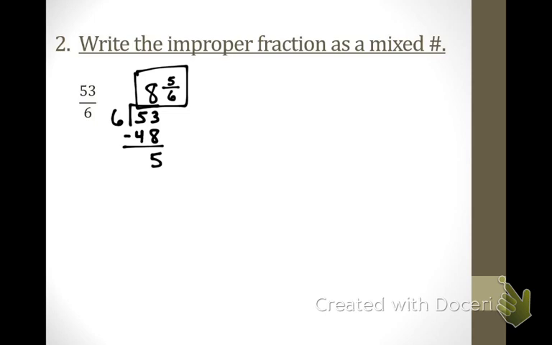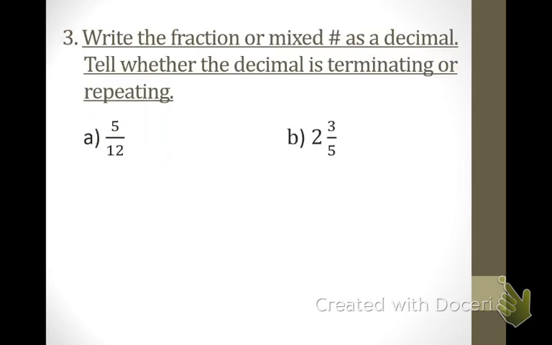Now, just like we did before, you can double check this. You could do 6 times 8 is 48, and then you add 5 more, and then you know your answer would be 53 over 6. So that's just a simple way that you can check to make sure that you got your answer correct. All right, let's go to the next one, number 3.